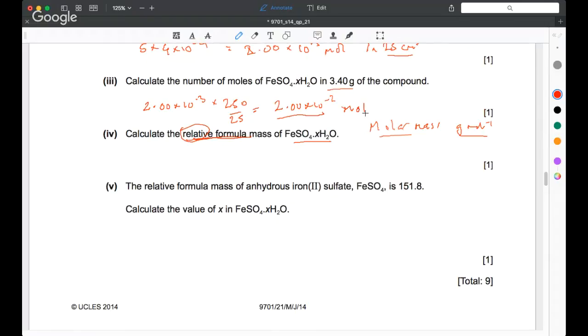There's 2 times 10 to the minus 2 moles in 3.4 grams. So we've got an amount and we've got a mass, and we just have to use this equation again, that the amount is related to the mass and the molar mass, in that the amount is equal to the mass divided by the molar mass. On this occasion, we want to find the molar mass.